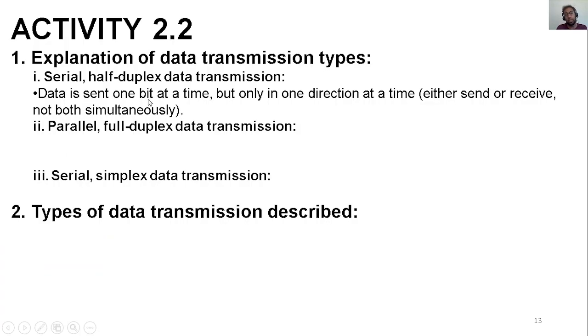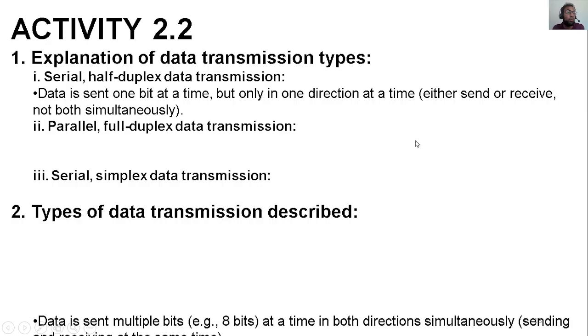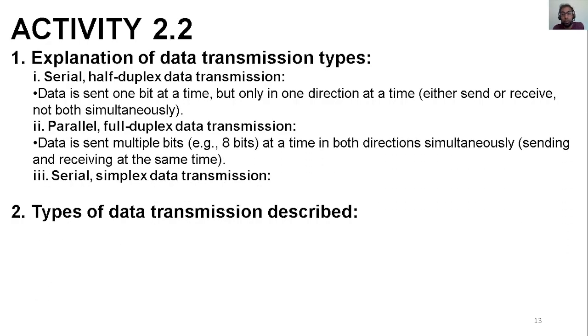Data is sent one bit at a time. That's serial. And half duplex is the same, but only in one direction at a time. What is parallel data? In parallel and full duplex data, multiple bits can be sent at a time. That is parallel. Full duplex means both devices can transmit in both directions.